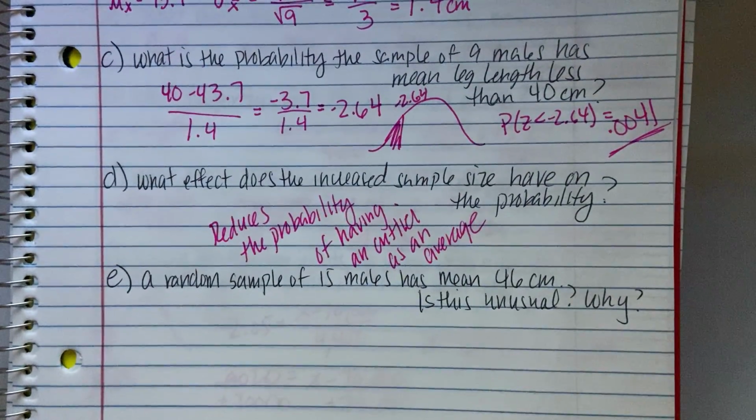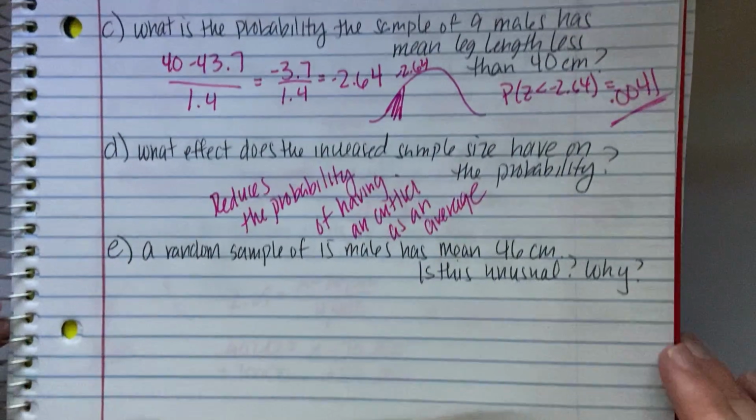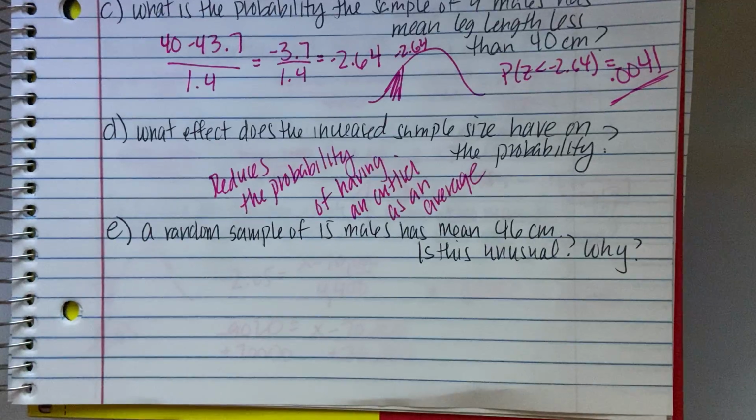I don't know why I just didn't write that in the actual lines, but it's fine. We'll live. So a random sample of 15 males has a mean of 46 centimeter legs. So those are larger than normal. Is this unusual and why?